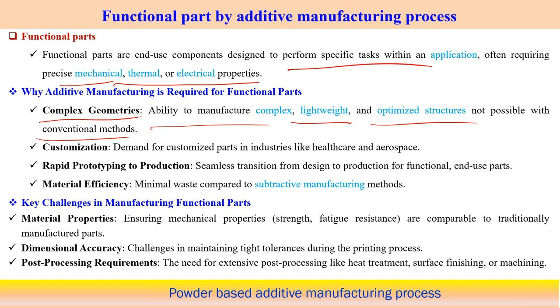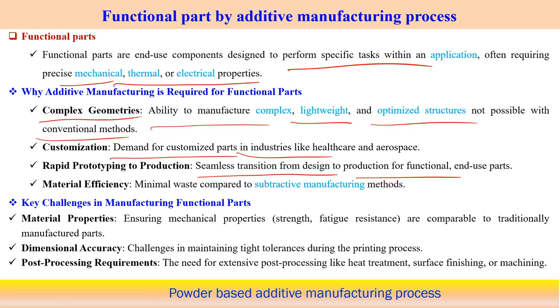Another is the customization. Depending on the demands of the customer, in industries like healthcare and aerospace, customized products can be produced using the additive manufacturing process. Another is rapid production, the seamless transition from design to production of the functional end-user part, because we already mentioned that the additive manufacturing process eliminates the use of so many conventional manufacturing processes. So this single process can produce the end product.